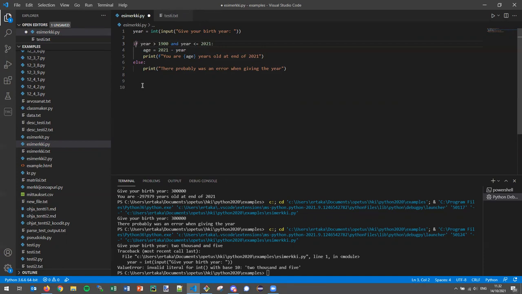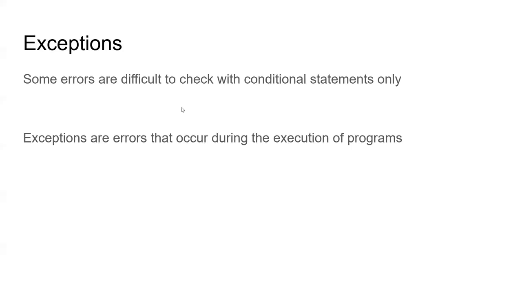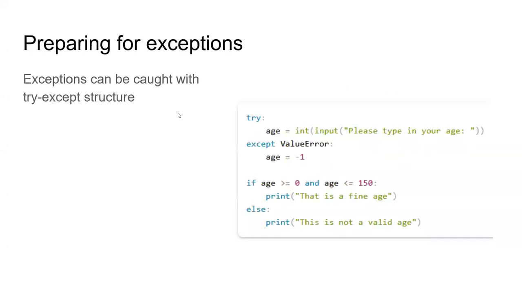But then we have errors that happen during the execution of the program. Those come in the form of exceptions. And the good thing about exceptions is that we can catch them. There's a mechanism in Python we can use, where we state that we try to do something, and if an error happens, we catch that error. And the syntax looks something like this.